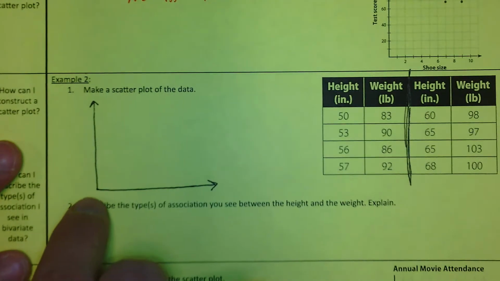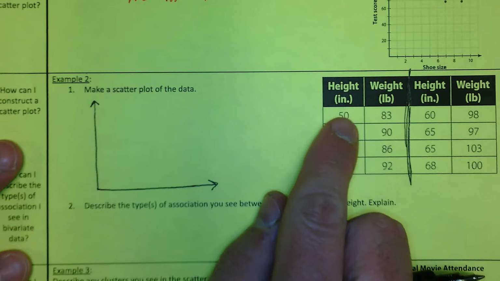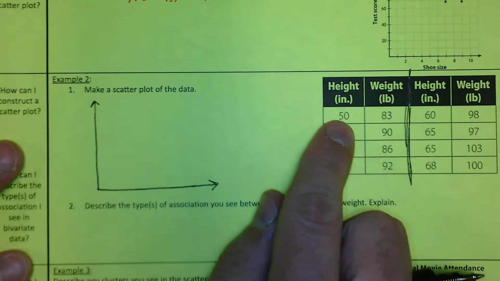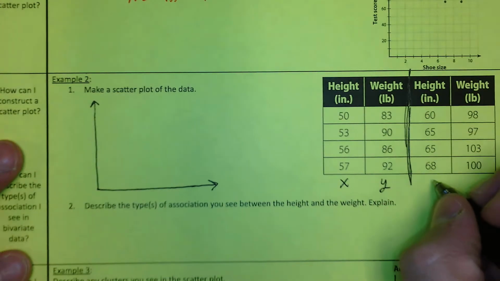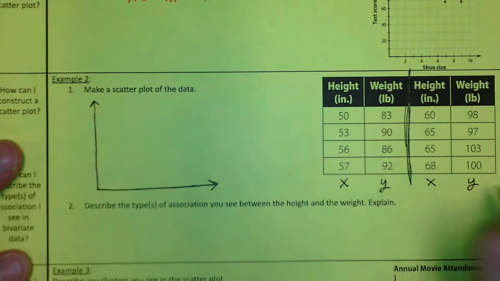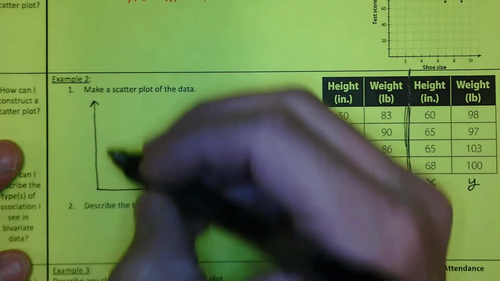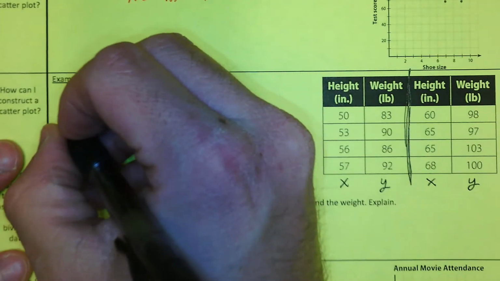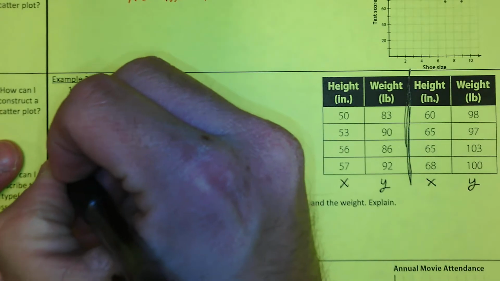But instead of starting at 0, 0, I'm actually going to choose my lowest height. So my height is going to be my X values. My weight is going to be my Y. Same thing here, X and Y. So my height's going to go on the X, weight's going to go on the Y.